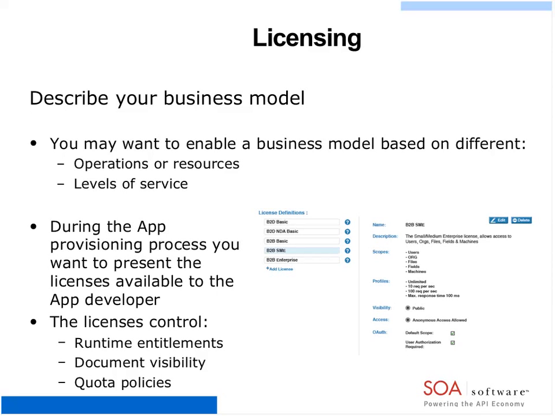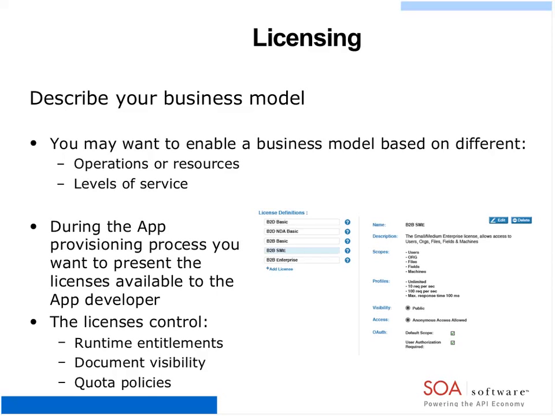So the app developer can say, I would like the free one or the expensive one. And those licenses that the developer chooses need to control the runtime entitlements to the APIs, the visibility even to the documentation, and quota policies, which I'll get onto next. If you look at the little screenshot on the bottom right here, you can see how I've created 5 different licenses: basic, the NDA basic, the B2B basic, the small to medium enterprise, and the big enterprise licenses. And each one has different scopes and different profiles associated with it.